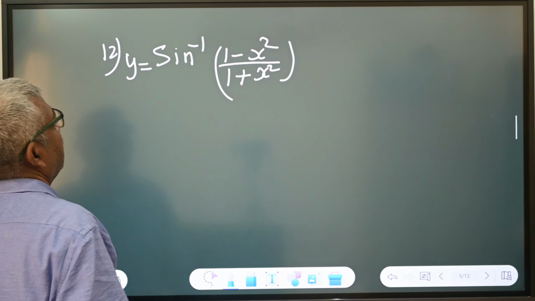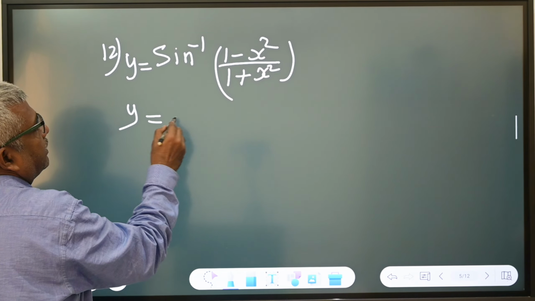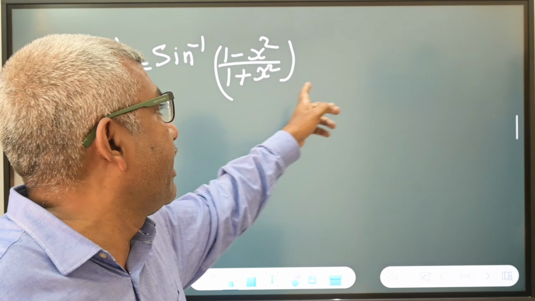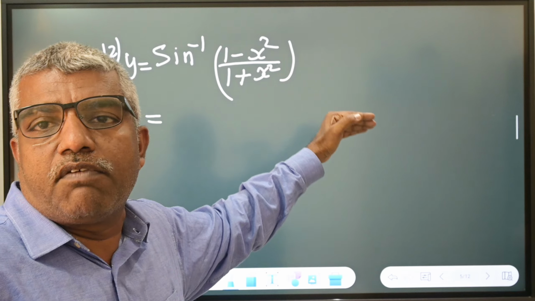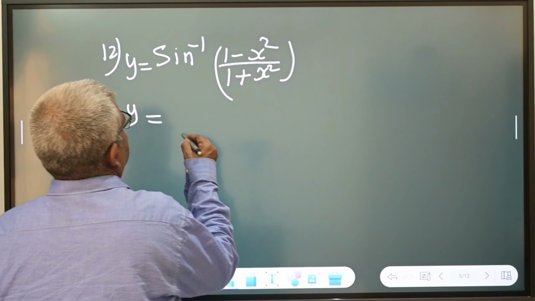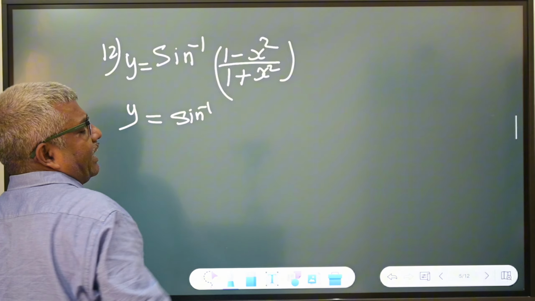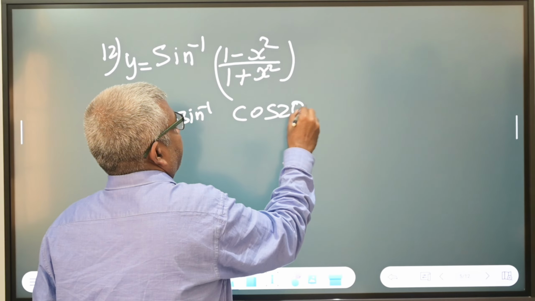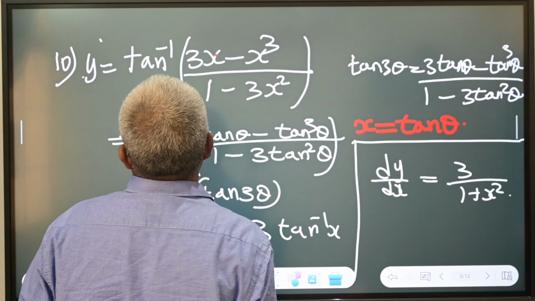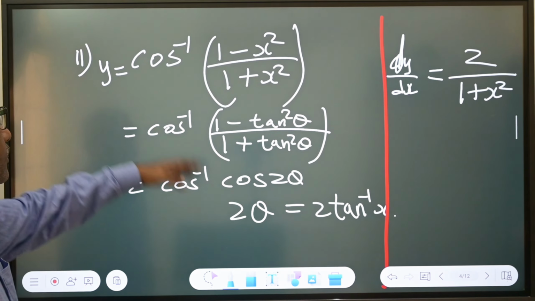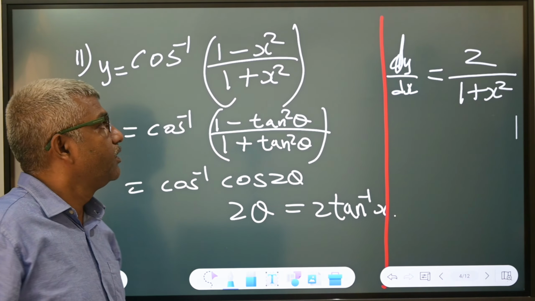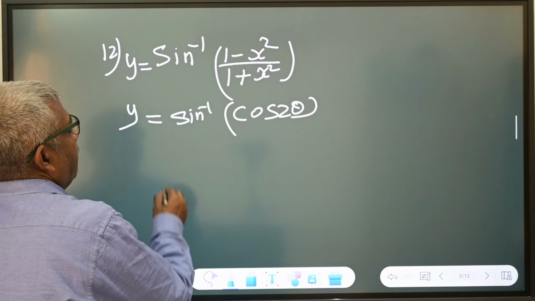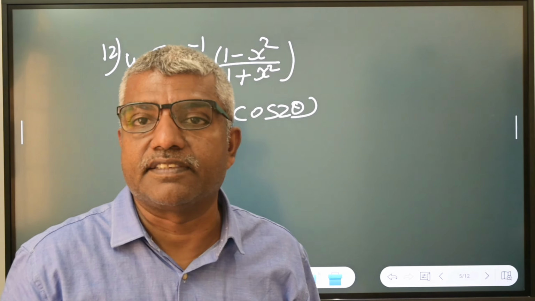Question number 12. Sine inverse. If you put x equal to tan theta, what will happen? 1 minus tan square theta over 1 plus tan square theta. We need sine theta, but it is in the format of cos 2 theta only. Follow this one, I just reduce the step. 1 minus x squared means cos 2 theta, but sine inverse cos 2 theta cannot be cancelled.